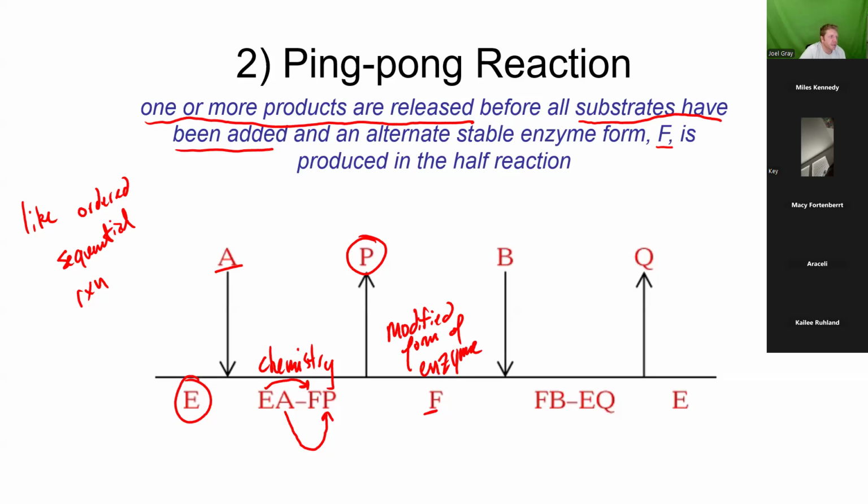That modified form of the enzyme is able to bind the second substrate, B, making FB. Okay, so that B is our second substrate. B becomes Q, our second product. F, our modified form of our enzyme, returns to the original form of our enzyme, E, and Q is released. And we regenerate our free enzyme. Okay, so essentially what this shows is that, oh yeah, and let me add in this detail over here.